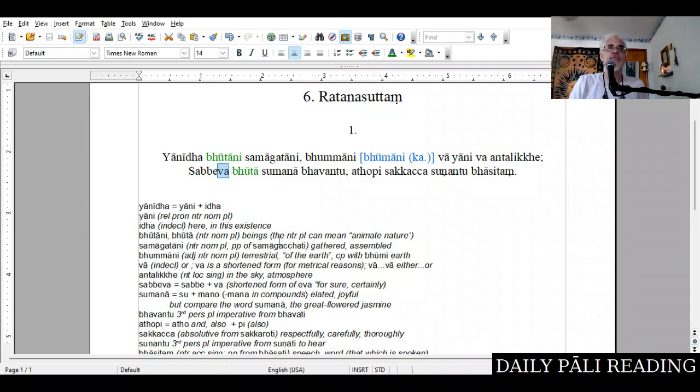And then this va, unlike this va, is a shortened form of eva, for sure, certainly. It could actually be a short form of eva, just like introducing a simile, but that's not the case here. So may indeed all beings, and then we can pick up the meaning of this verb. Bhavantu is from bhavati, to be. So may indeed all beings be sumanā. May they be of a happy, so this is a compound here, a happy mind.